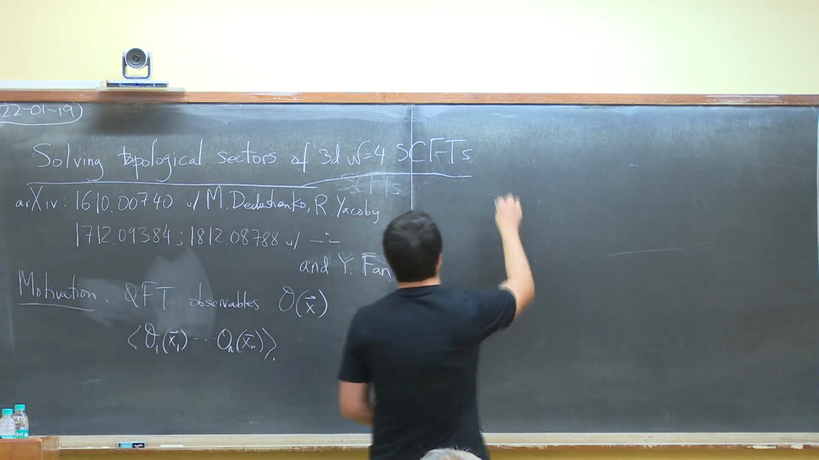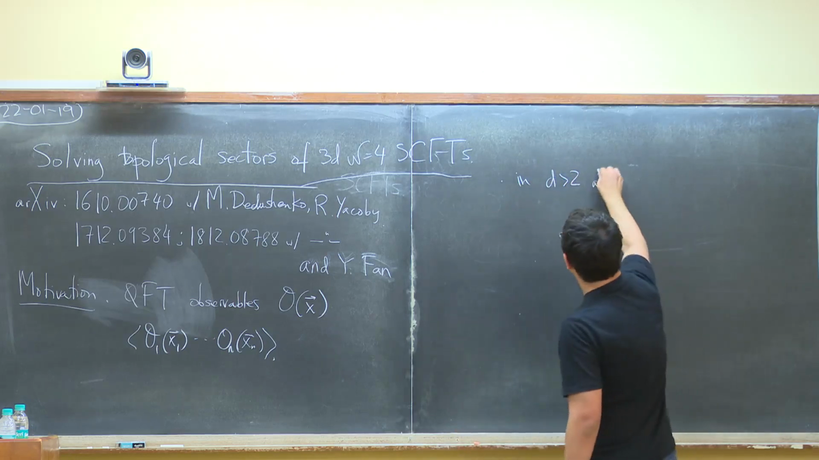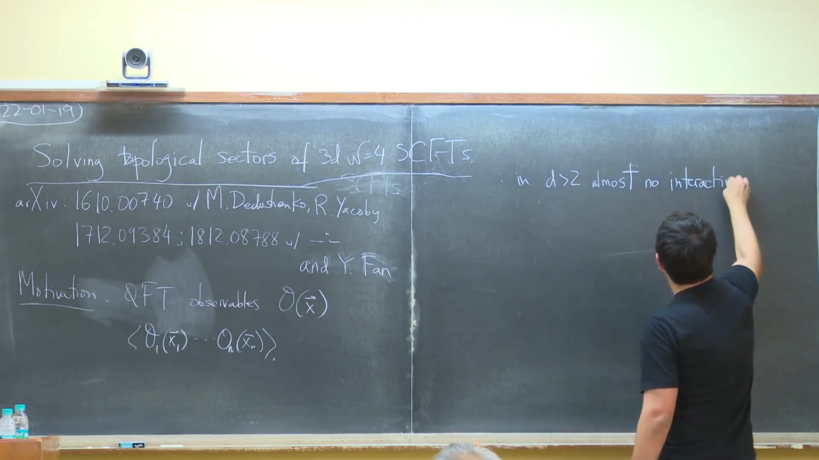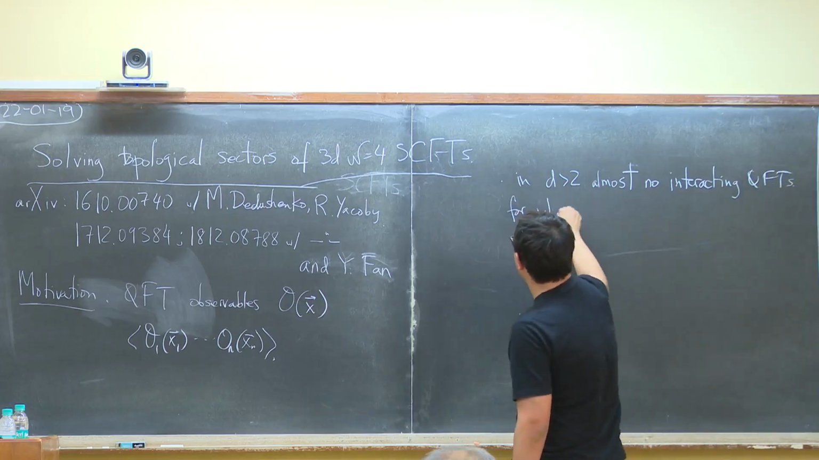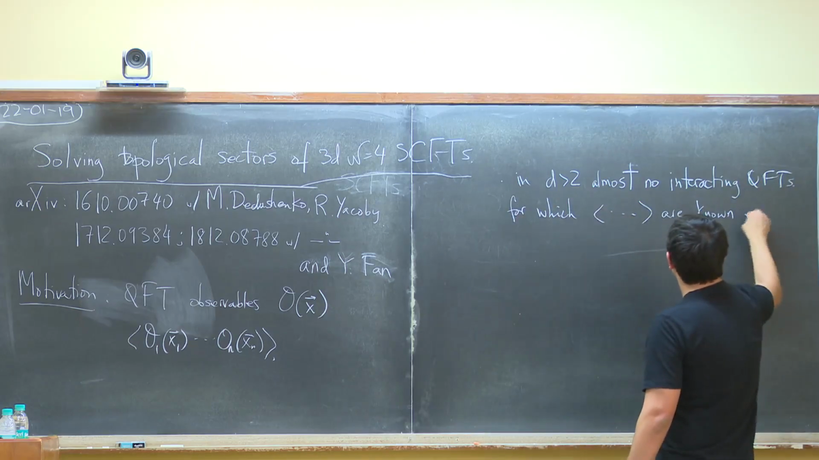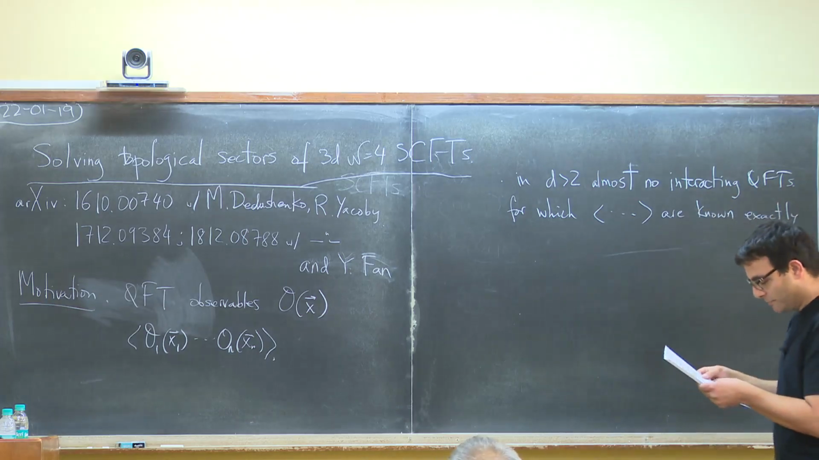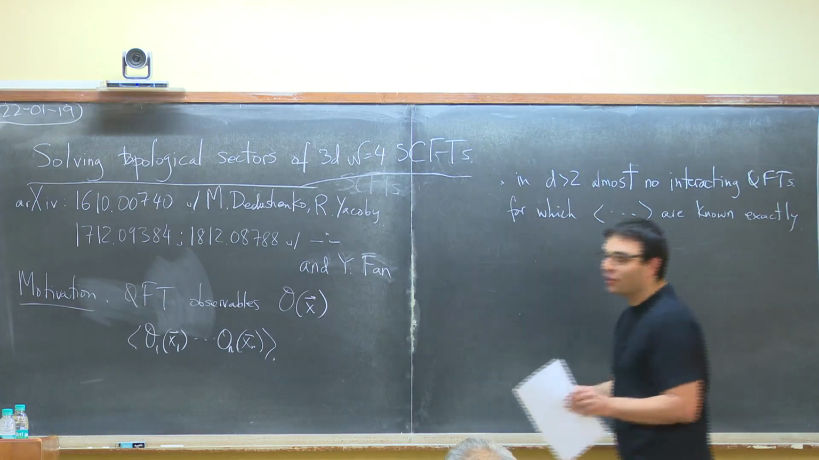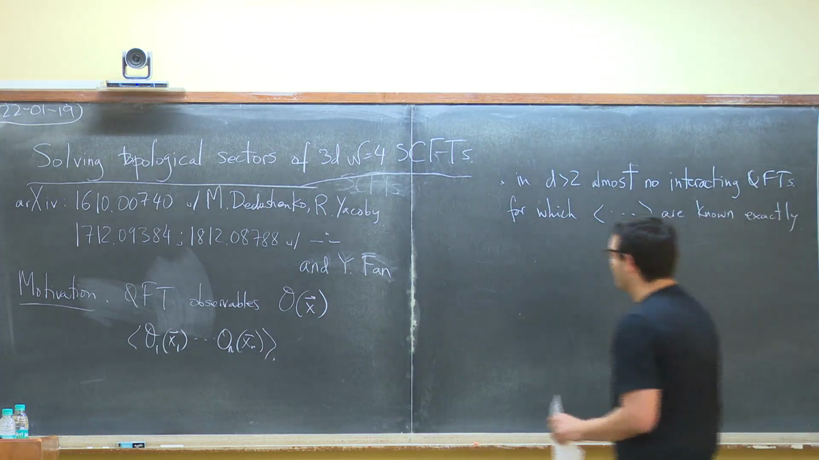This is great, but in more than 2 dimensions, there are almost no interacting QFTs for which these correlation functions are known exactly. So because of that, it would be interesting to figure out what are the cases where they are known exactly. Okay. So what are the exceptions?